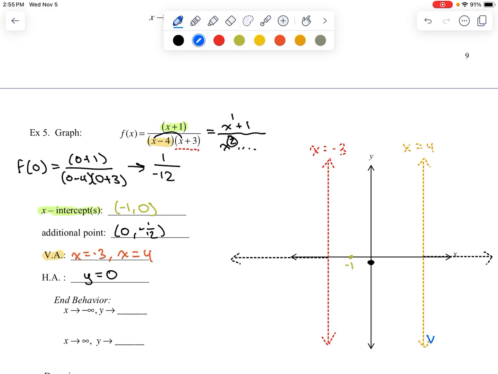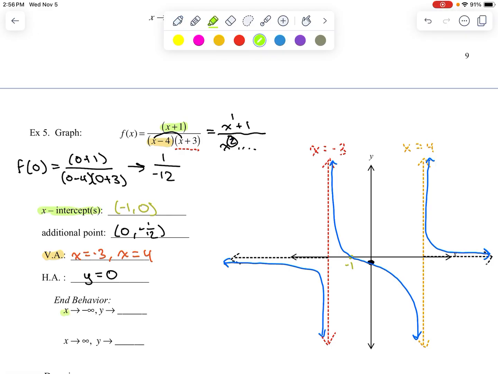Right. So I see we have an x-intercept here. So what I know for sure is that it's an odd x-intercept. It's going to cross. Okay. And because both vertical asymptotes are odd, I know they're going to point in opposite directions here. And that's what the graph would look like.